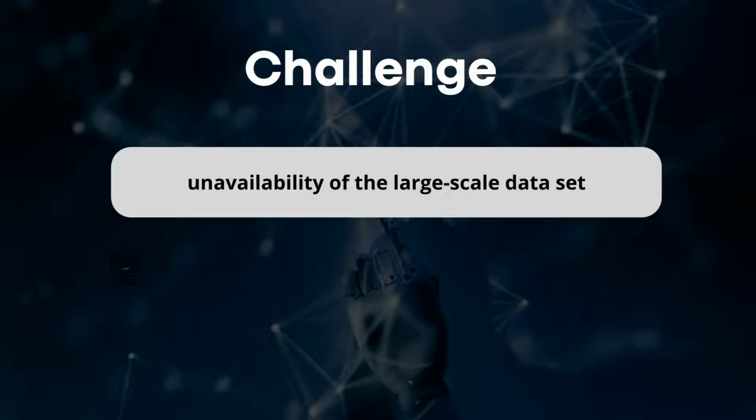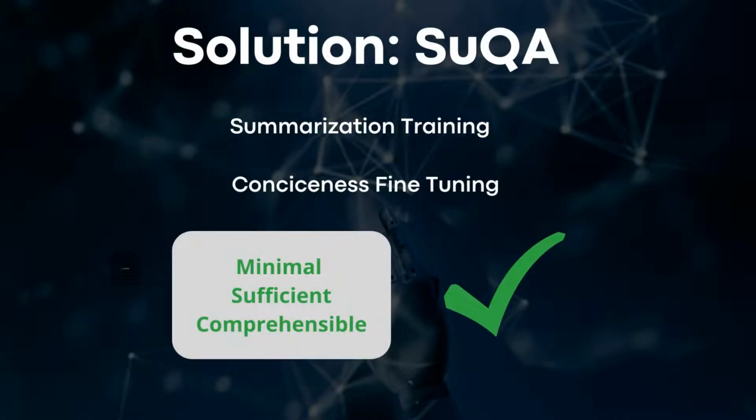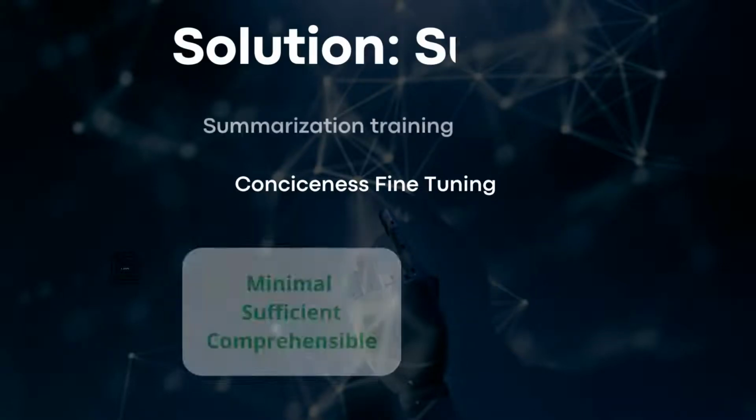Now this is the problem that this paper caters to, and the solution can be described with the use of the following two techniques. The summarization pre-training, which is actually a supervised training for summarization, and the second one is conciseness fine-tuning using reward functions. So this approach is actually called summarizer augmented QA, or in short SUQA. And here we use three reward functions: one for minimality, second sufficiency, and third for comprehensibility.